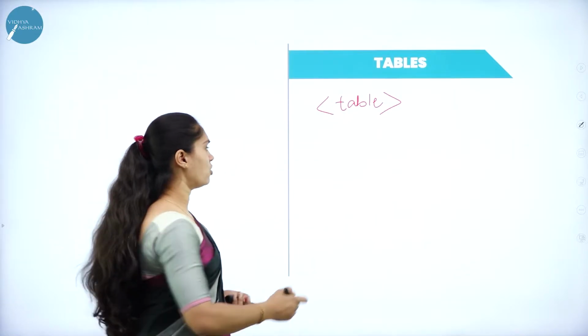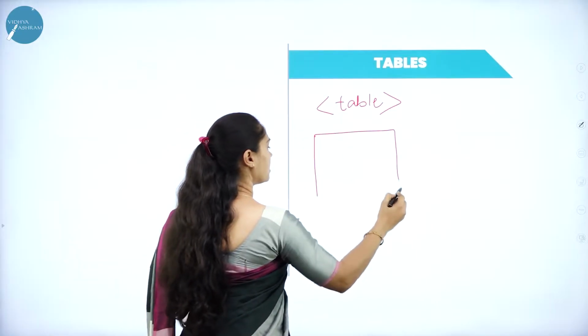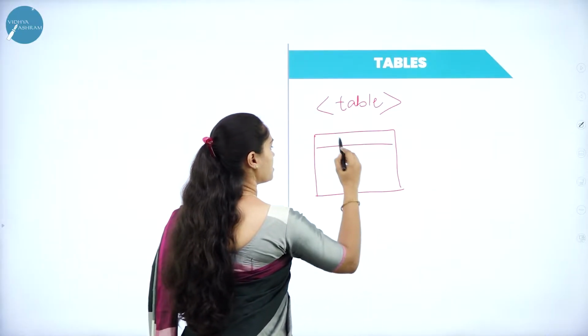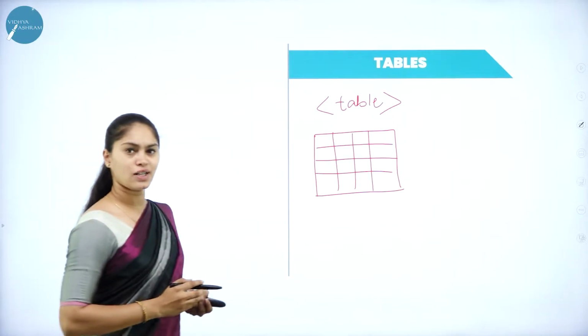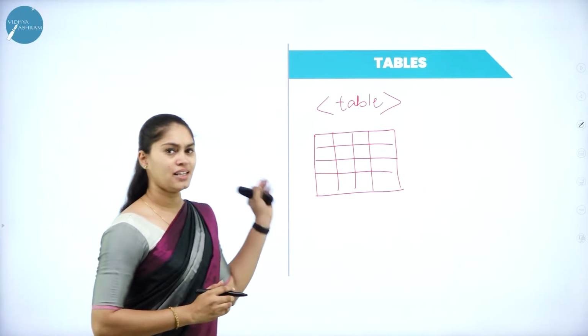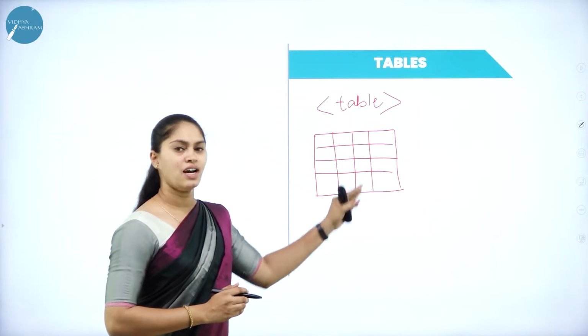So here, as we all know, what is a table? It's a collection, or a combination, of rows as well as columns. This I can call a table, right? It has rows as well as columns.